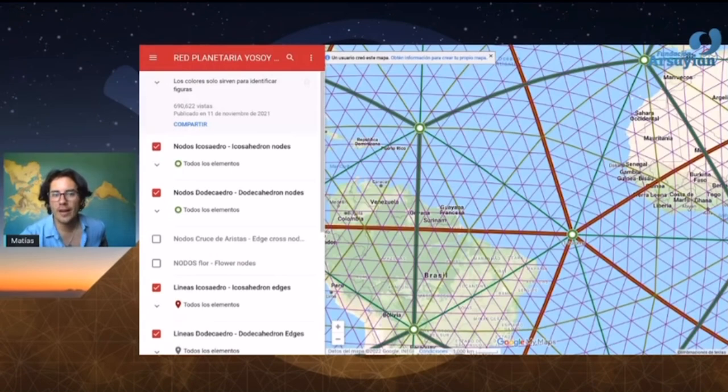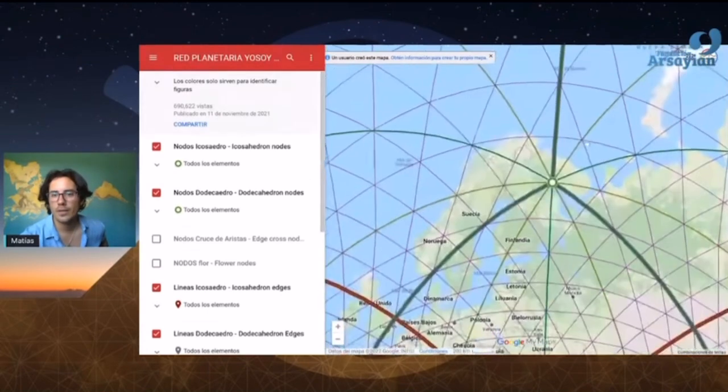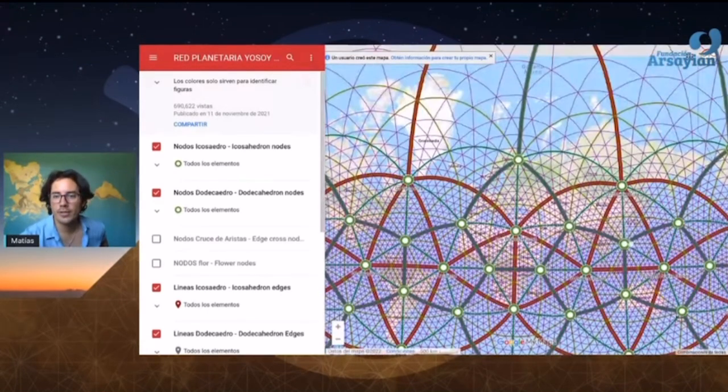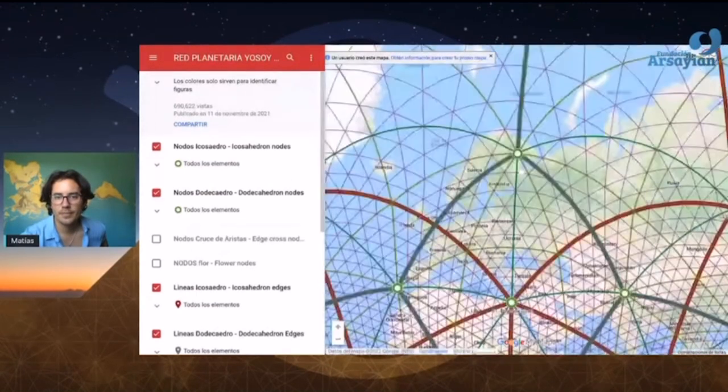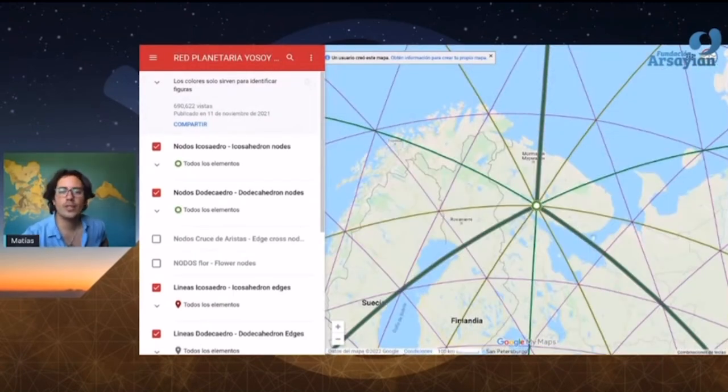So if you have all these nodes already, let's go now to the 20 nodes of the dodecahedron. Let's begin with the north. So now we are going to be following the green lines. As you see, now the nodes are hexagons. They are not pentagons. Okay, so you see the 6 faces.